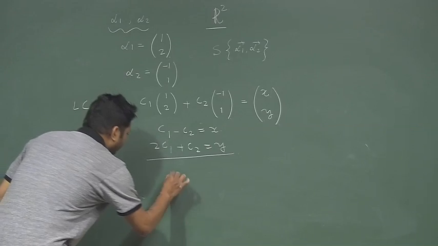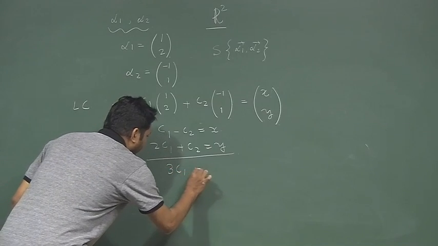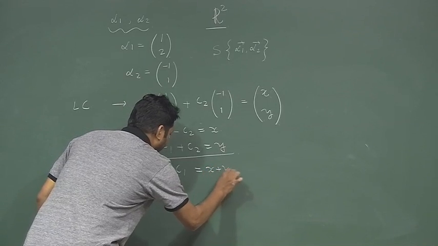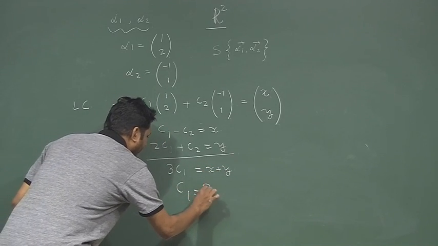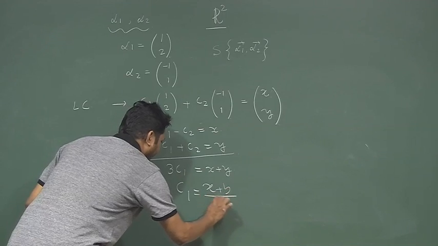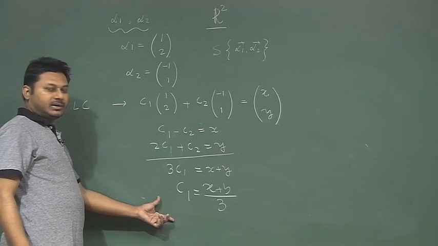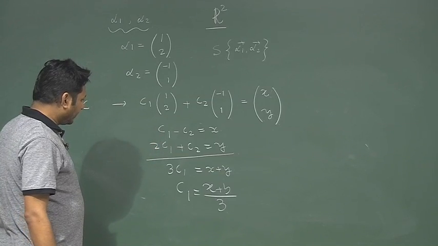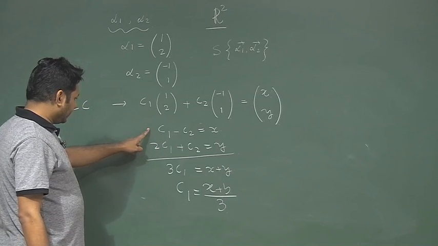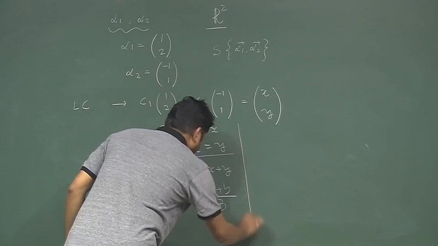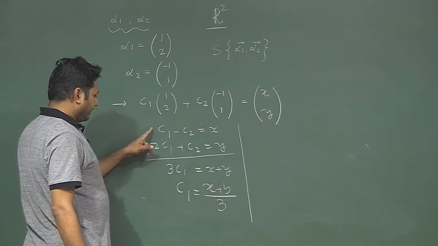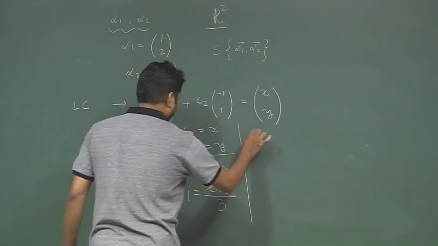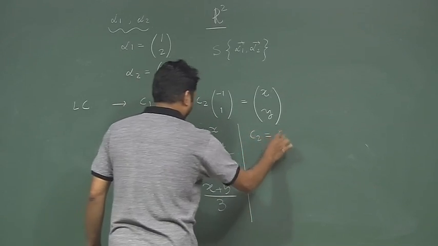So if I add these, I will have 3 C1 is equal to x plus y. That means C1 is equal to (x plus y) divided by 3, this quantity. And now if I multiply these with 2, so this is one solution, you can do it in another way also. So C2 is C1 minus x.